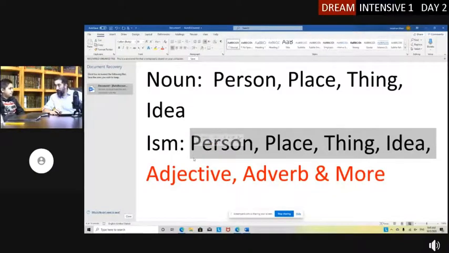It includes it, but there's even more, which is why a lot of books that teach Arabic use the word ism and just define it as noun. That's a problem, because if you defined it as a noun, then you didn't include adjective, adverb, and more, because adjectives and adverbs and more are not part of noun. And some people might ask, what's more? I'll tell you later, because there's more to it. So that's the difference between noun and ism.